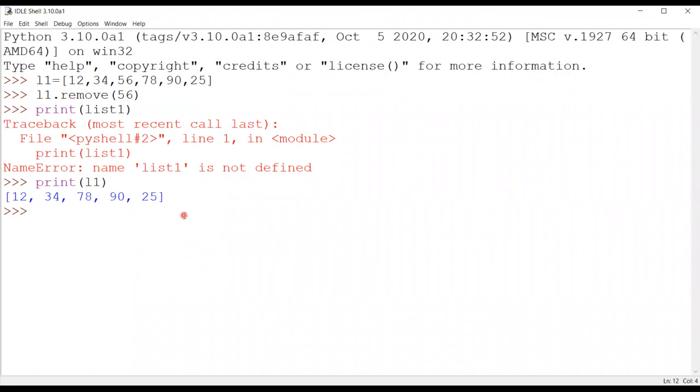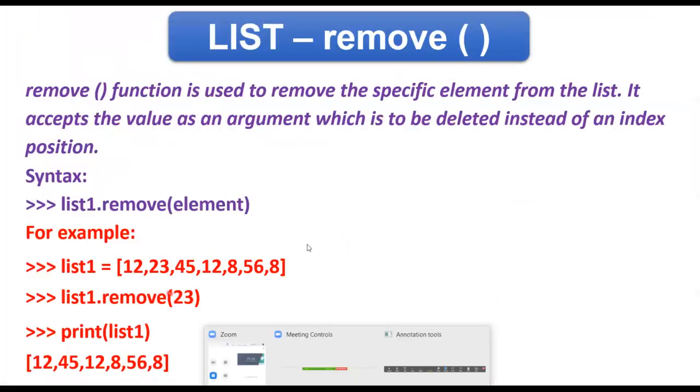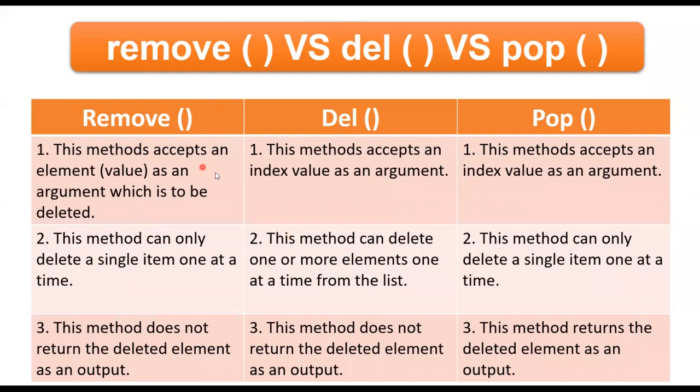Now, further we are going to learn what the differences are between remove, del and pop. So let us move back onto the PPT. Now, the first difference. The remove method accepts an element as an argument which is to be deleted. This we have done just now. Whereas del and pop, both methods accept an index value as an argument.